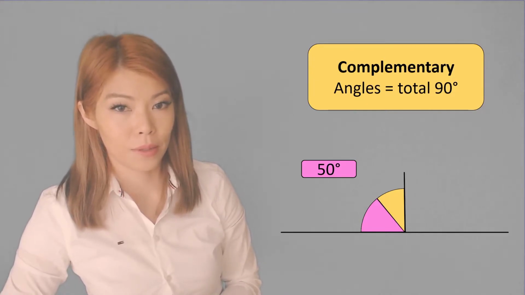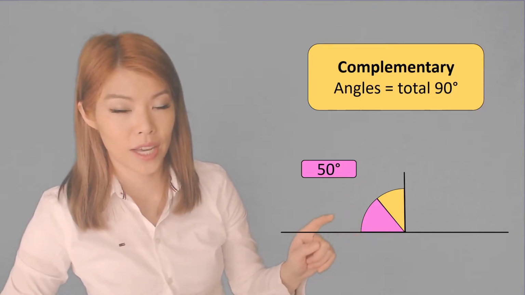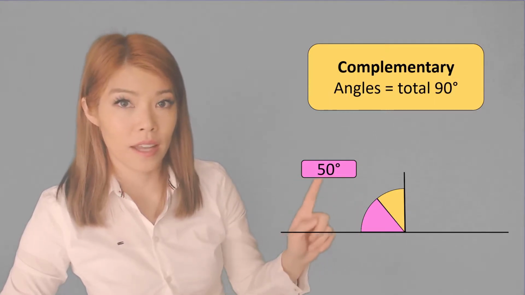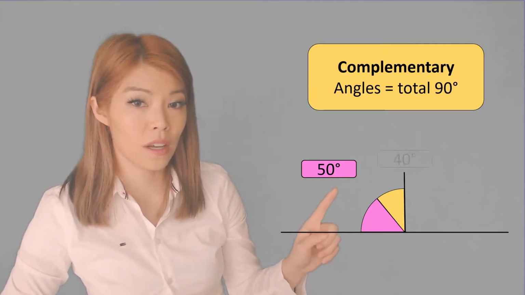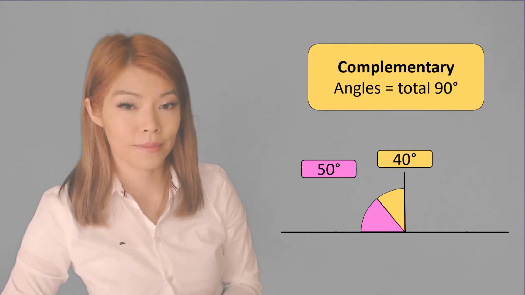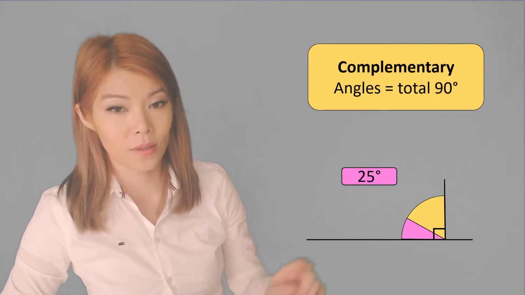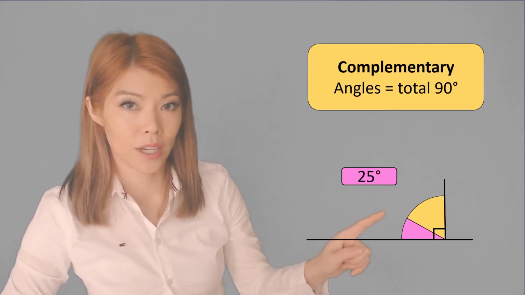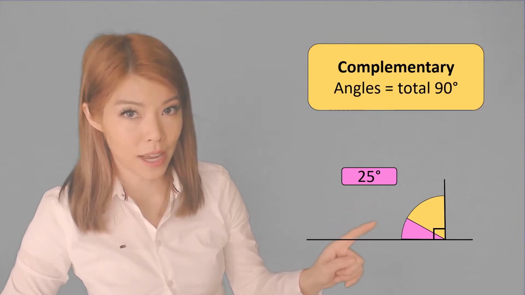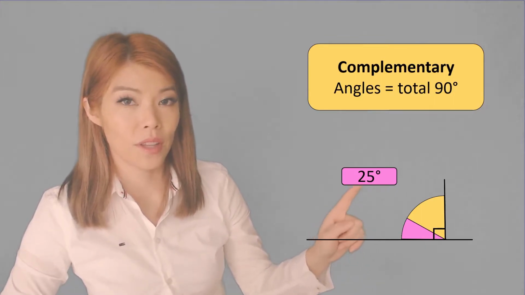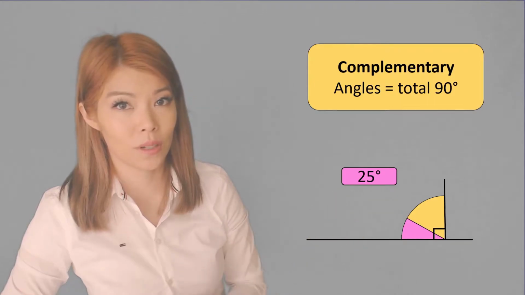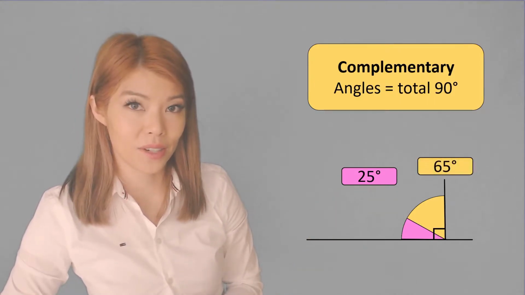Angles that add up to 90 degrees are called complementary angles. So for example, here we have two angles that add up to 90. One side is 50, so the other side is 90 take away 50, 40 degrees. Or this one, for instance, we have two angles that add up to 90 again, complementary angles. So one is 25, so the other one must be 90 take away 25, which is 65 degrees.